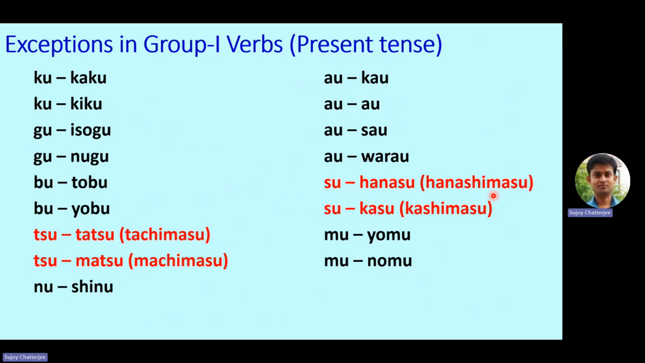Now there will be exceptions. There are more exceptions in the past tense, which we will learn in the next lesson. We have something more to learn in today's lesson. So we will deal with the past tense in the next lesson of this series. So today we will deal with the present tense of some more verbs.